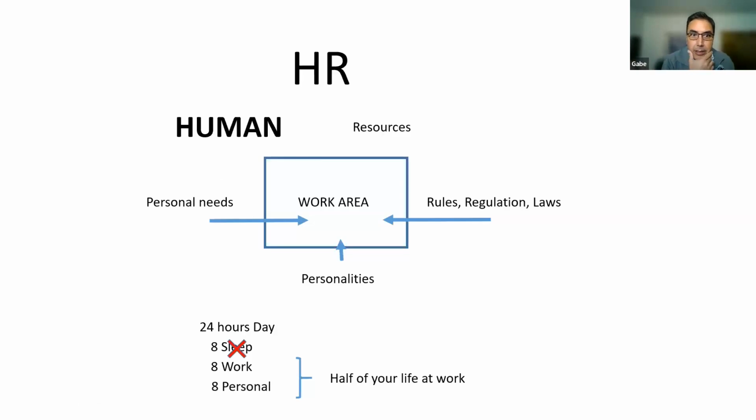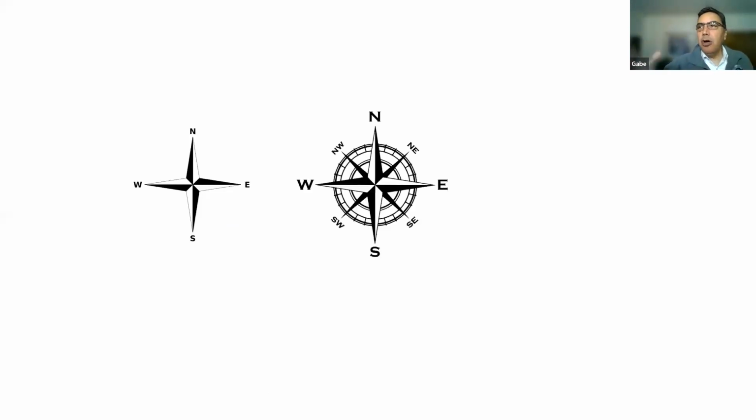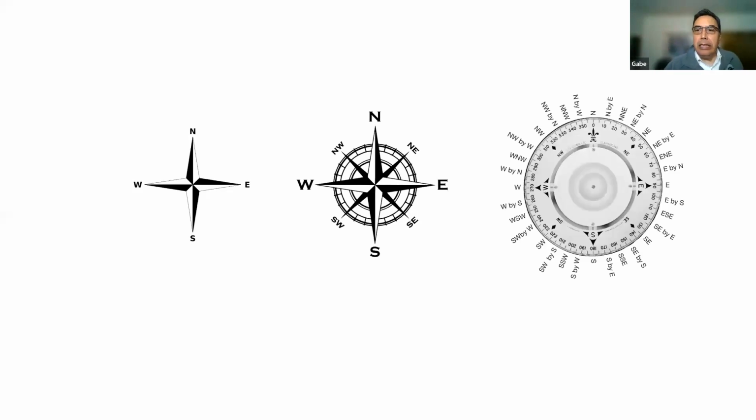So I'm just going to spend a little bit of time on personalities, because I think to me this is very creative and very helpful. And there are many theories, right? Everything started with four points in the compass, but we can make it a little more complicated and add more in the middle, like northeast, and then something between north and northeast. The same thing with personalities; the history of personalities is probably the same.